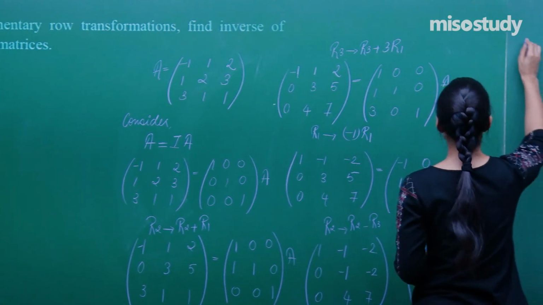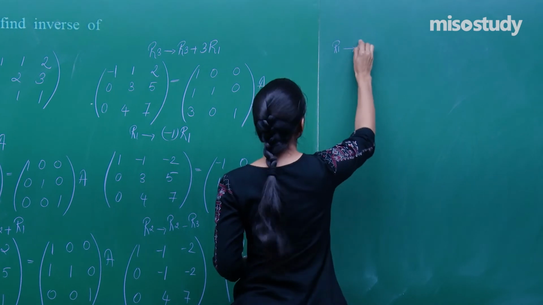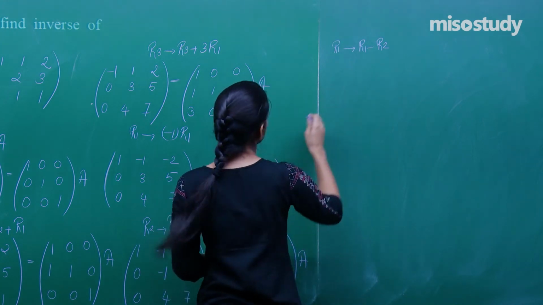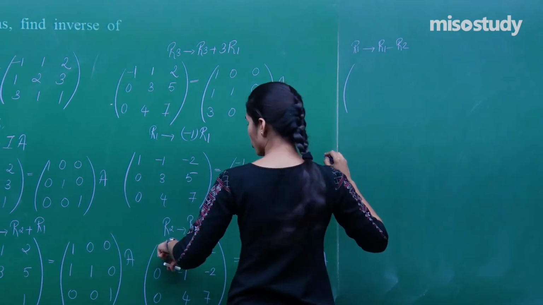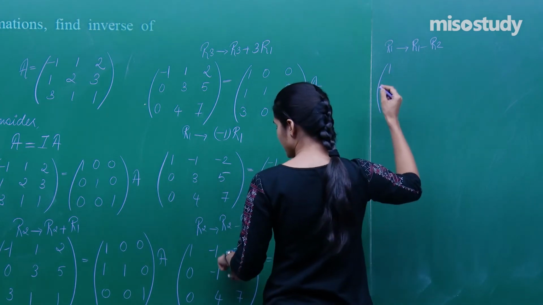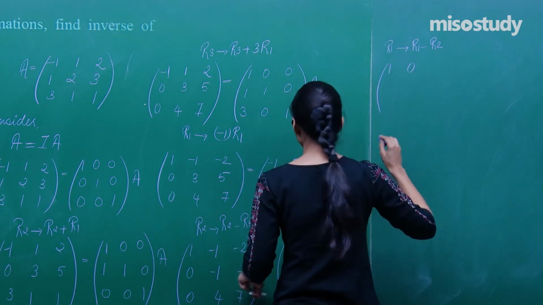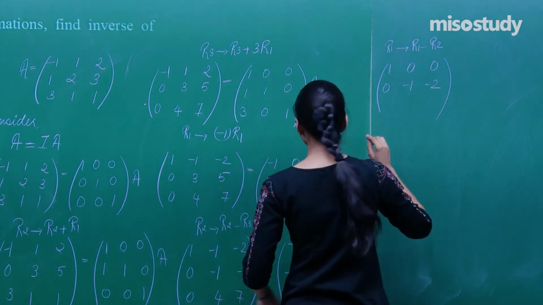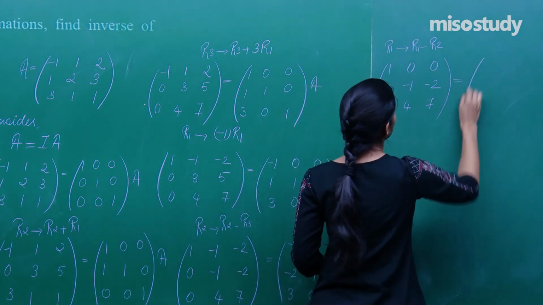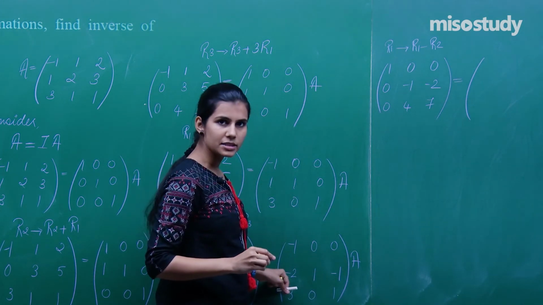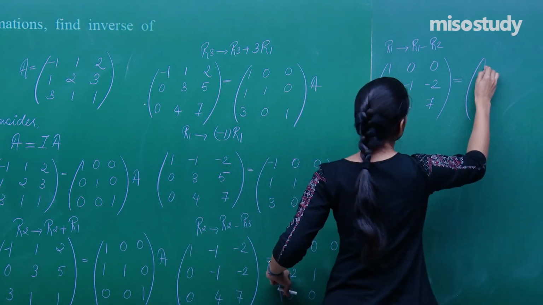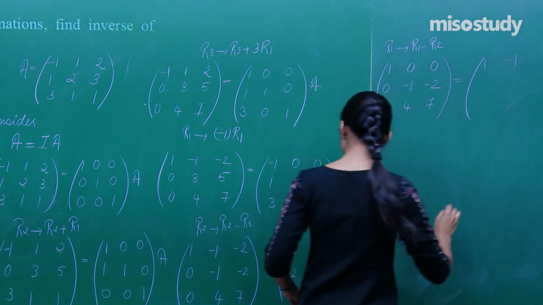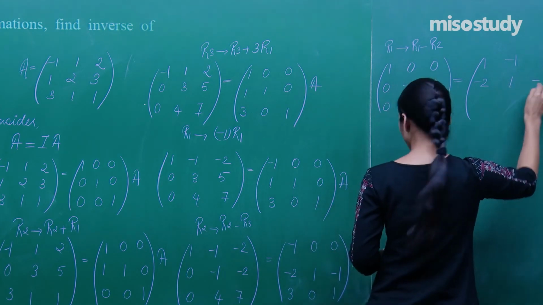I want a 0 over here, so I will be saying row 1 goes to row 1 minus row 2, so that you get minus 1 minus minus 1, that is minus 1 plus 1, that is 0. So row 1 minus row 2, 1 minus 0 is 1, minus 1 minus minus 1 is 0, minus 2 minus minus 2 is 0. 0 minus 1 minus 2, 0, 4, 7. Again row 1 minus row 2, minus 1 minus minus 2, so minus 1 plus 2, it is 1, 0 minus 1, 0 plus 1, minus 2, 1 minus 1, 3, 0, 1.